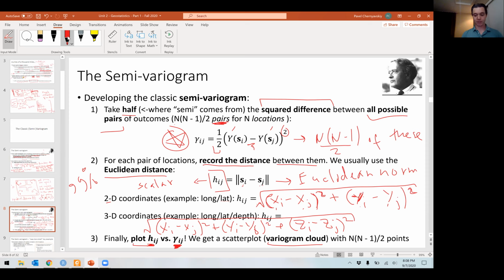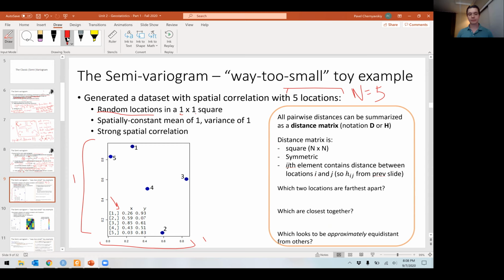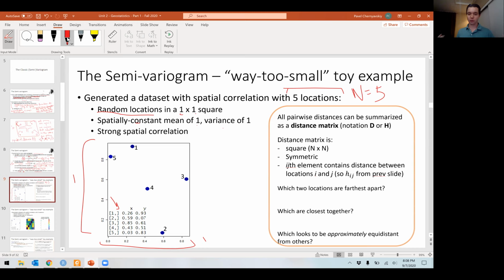So, here is a toy example. I have five locations. I generated these locations at random in a 1x1 square. And there they are. And then here are the coordinates. I'm listing the coordinates right there. I generated these data with a spatially constant mean of 1 and a spatially constant variance of 1. I'm trying to meet weak stationarity. And because I generated these data, these are synthetic data, they meet weak stationarity.